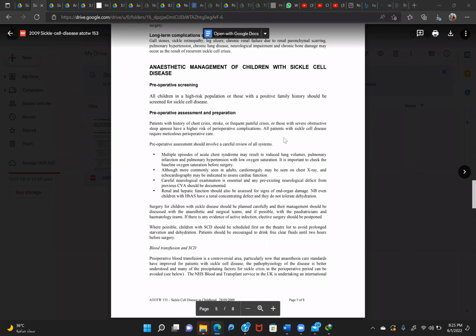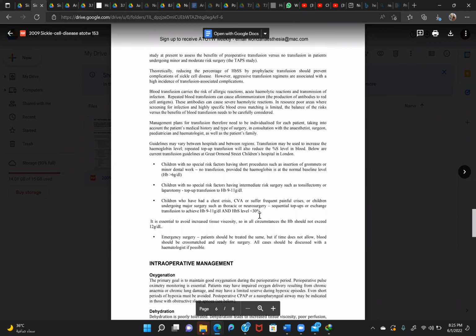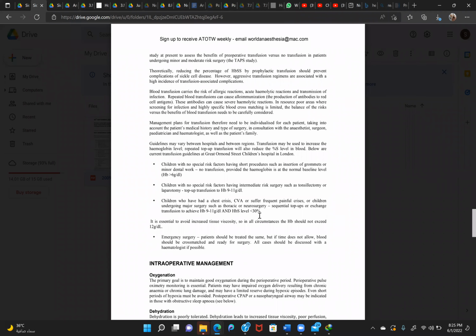What will be the indications of exchange transfusion? If the hemoglobin S levels are high, they can give some blood transfusion to raise the normal hemoglobin level, or they will do exchange transfusion. Am I right? Yes, sir.